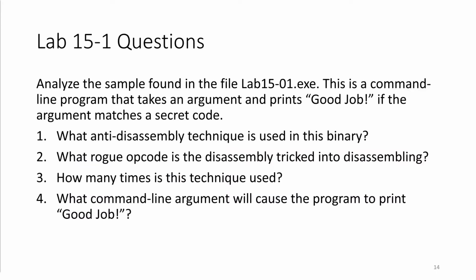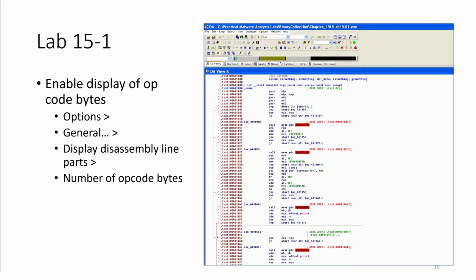Here are the questions for Lab 15-1. Just kind of keep these in mind as we go along. Question 1 is, what anti-disassembly technique is used in this binary? Then we have, what rogue opcode is the disassembly tricked into disassembling? 3 is, how many times is this technique used? And 4 is, what command line argument will cause the program to print good job?